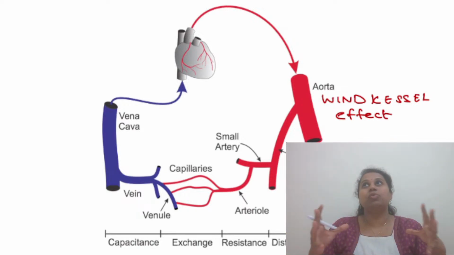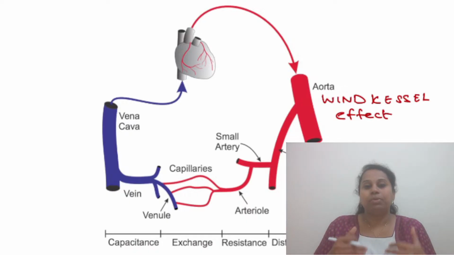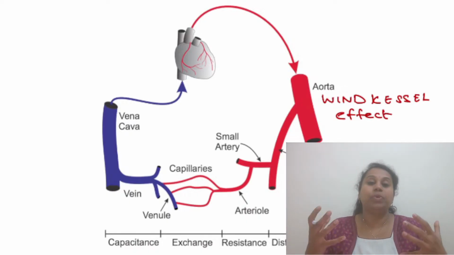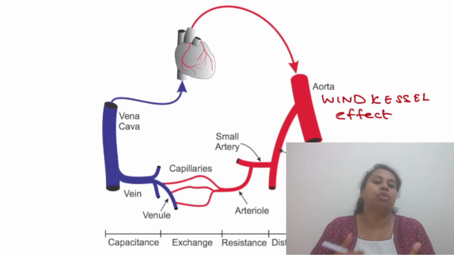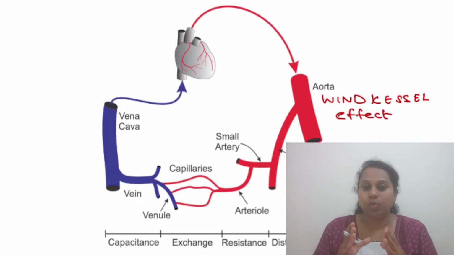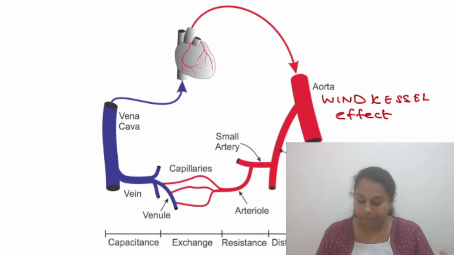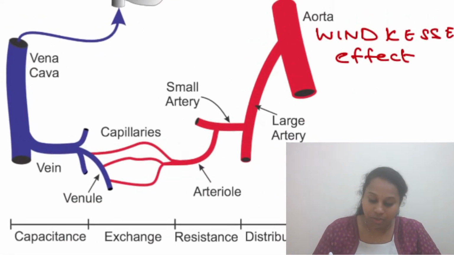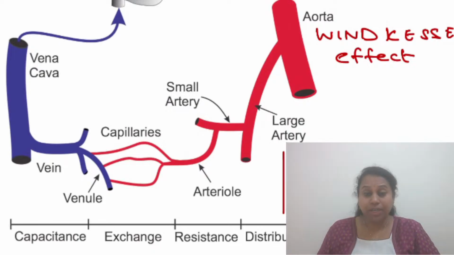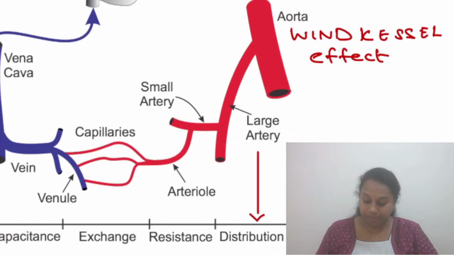Windkessel are big reservoirs near the dams. When water flows out from the dam, Windkessel reservoirs will store this and they will pump this water to every part of the place. Like that, when the heart pushes the blood, the aorta acts like a Windkessel, holding the blood and pumping it into other parts of the body. What are large arteries called as? Distribution vessels, because they distribute blood to all parts of the body.